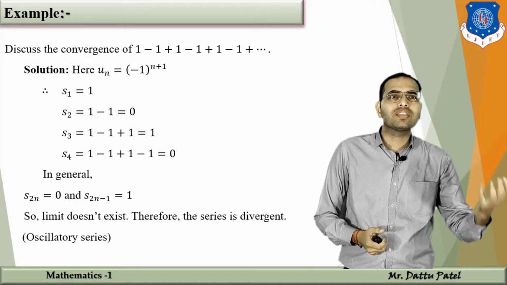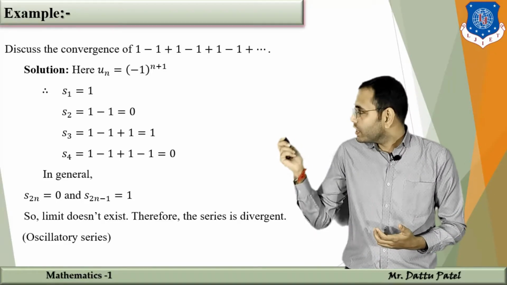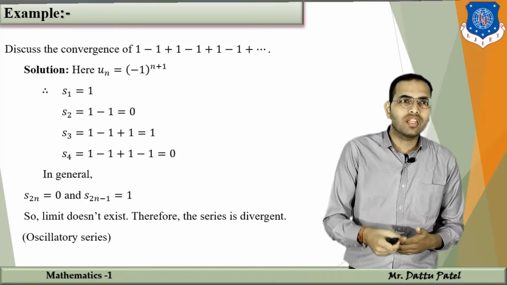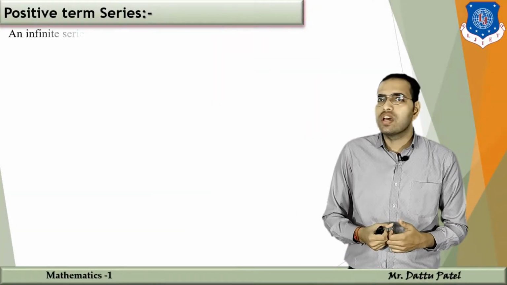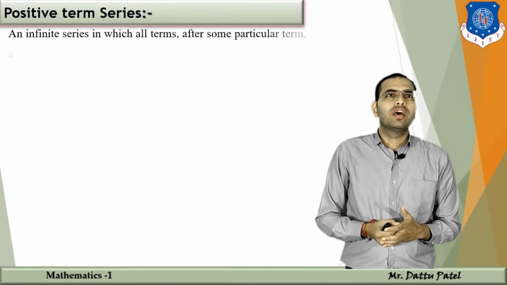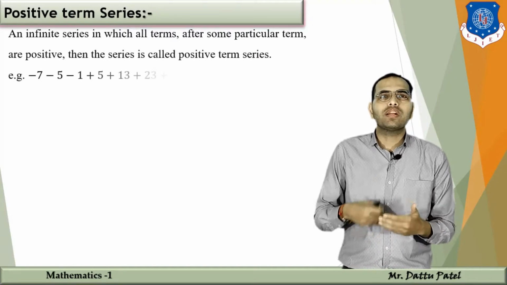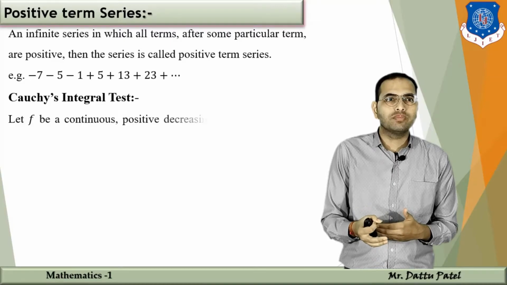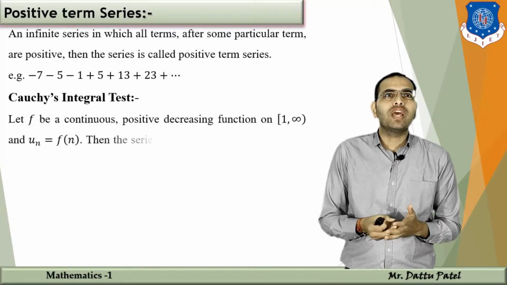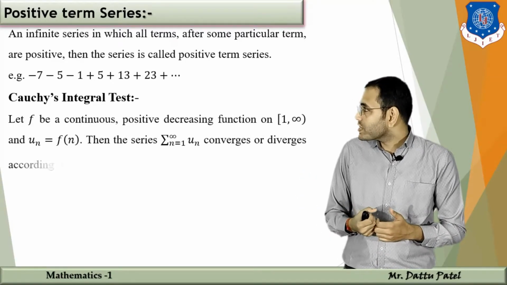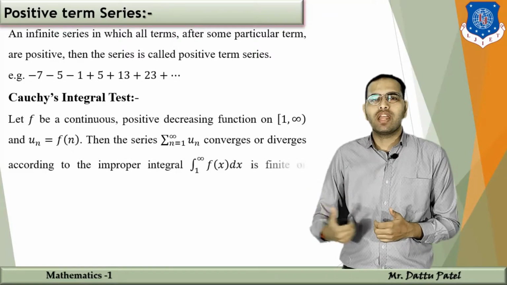Oscillatory series, that is a particular form of the divergence. Now let's see the next topic, which is positive term series. An infinite series in which all terms after some particular term are positive, then the series are called the positive term series. Let's see one example.